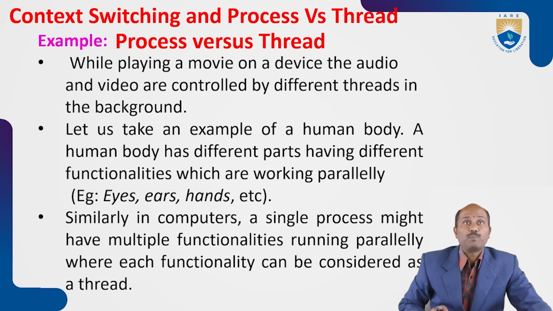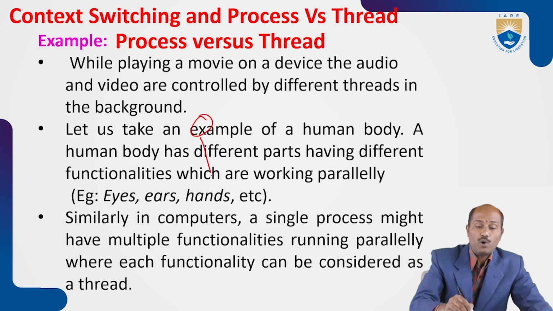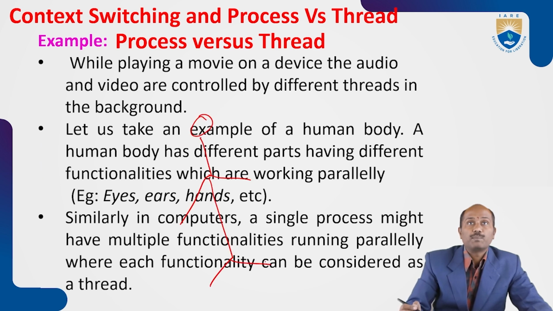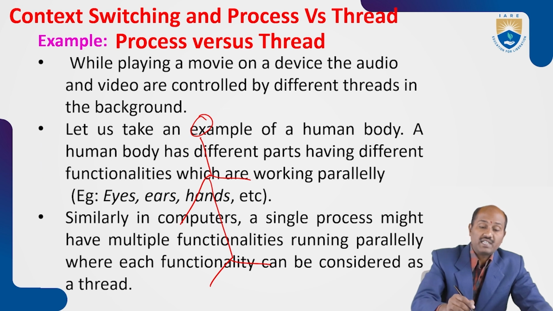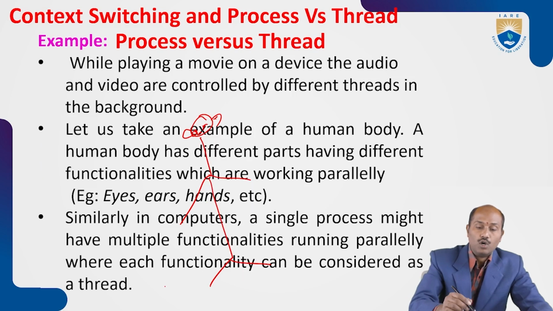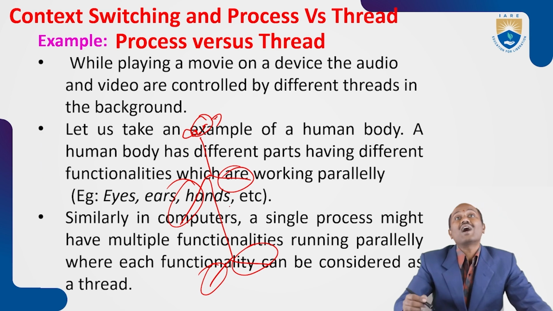Means that a process having a human body is nothing but a process. This is the human body, the human body as a process. A process consists of threads like ears, eyes, nose, hands, legs. These are working parallelly. Then the human is also working. Without these hands, legs, nose, eyes working, a human cannot walk.